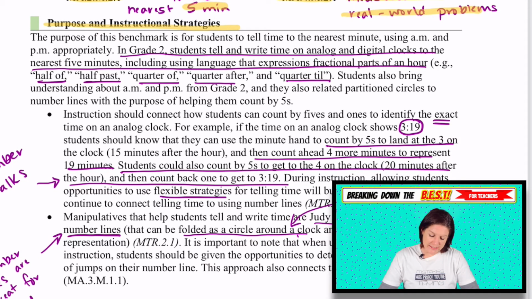It says that in grade 2, students tell and write time on analog and digital clocks to the nearest 5 minutes, including using the language that expresses fractional parts of an hour, like half of, half past, quarter of, and quarter after, and quarter till.